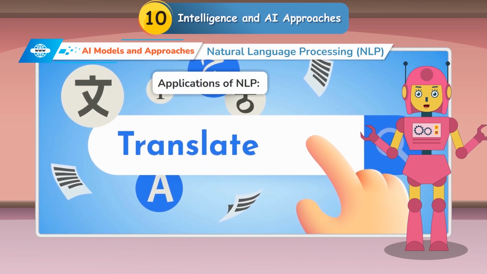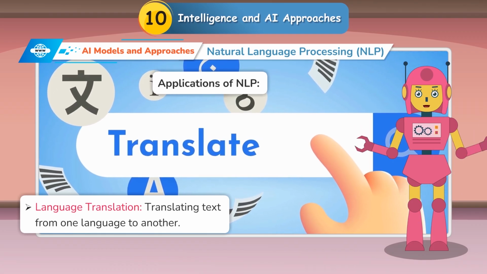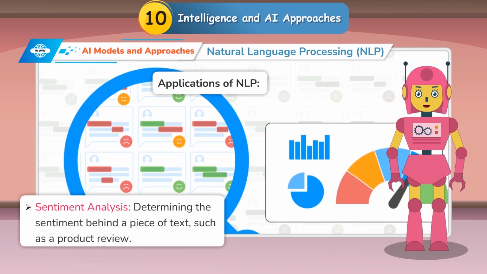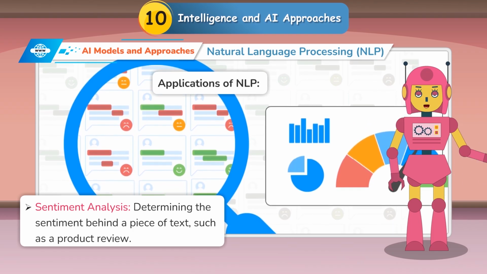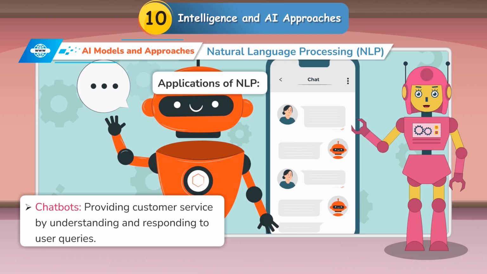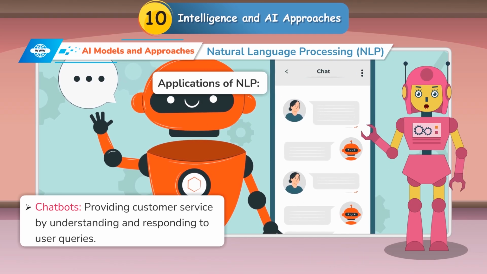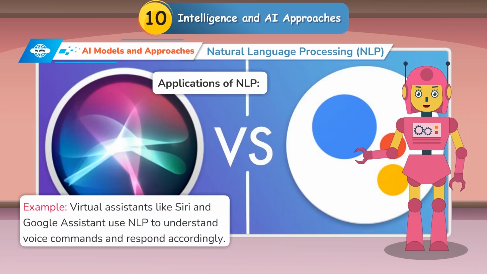Applications of NLP. Language translation, translating text from one language to another. Sentiment analysis, determining the sentiment behind a piece of text, such as a product review. Chatbots, providing customer service by understanding and responding to user queries. Example: virtual assistants like Siri and Google Assistant use NLP to understand voice commands and respond accordingly.